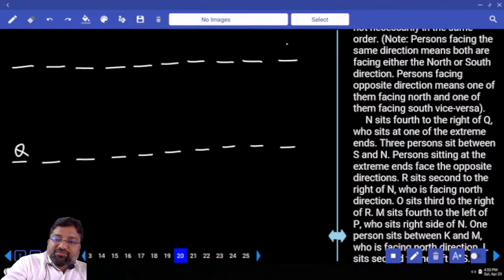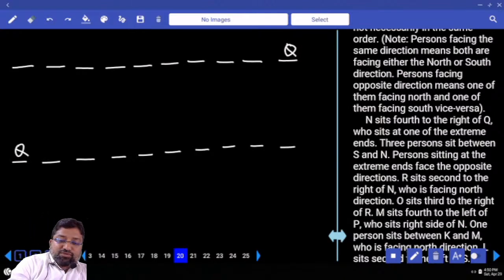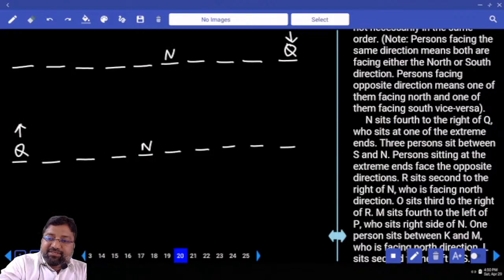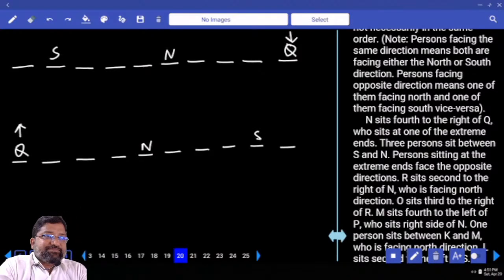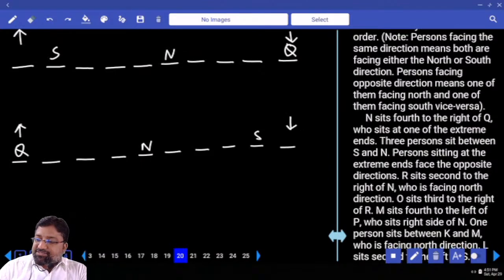Q is at one of the extreme ends of the line, it says. N sits fourth to the right of Q. Right is right, so Q is facing north here, and Q should be facing south. How many people between N and S? 3 people. Next line, read: the persons sitting at the extreme ends face opposite directions.